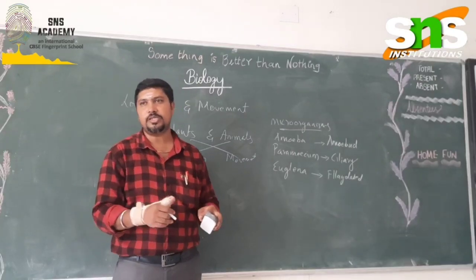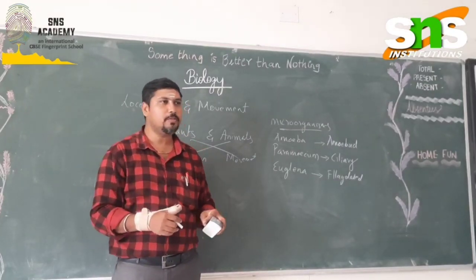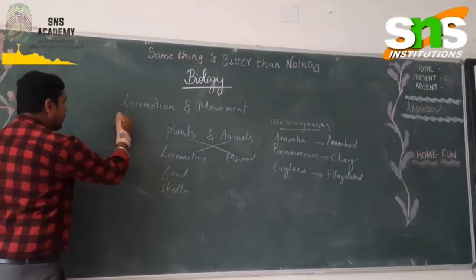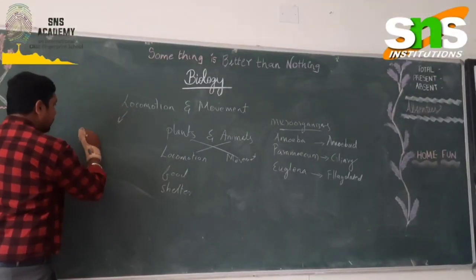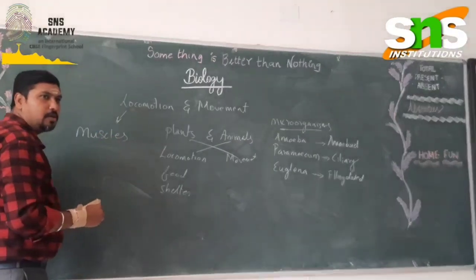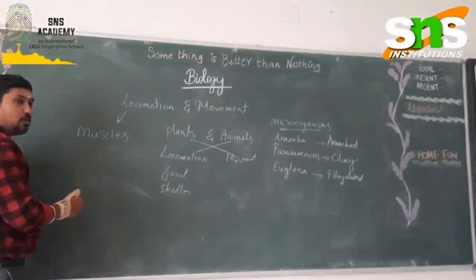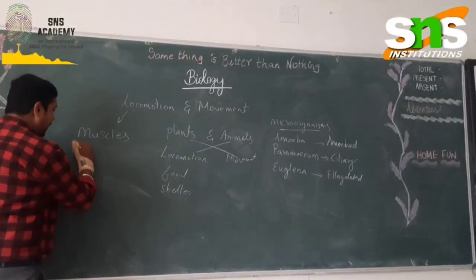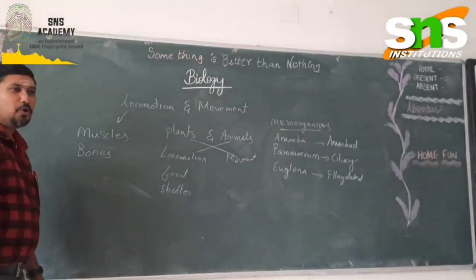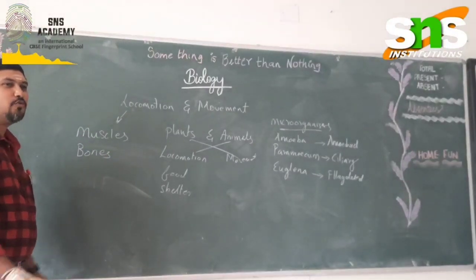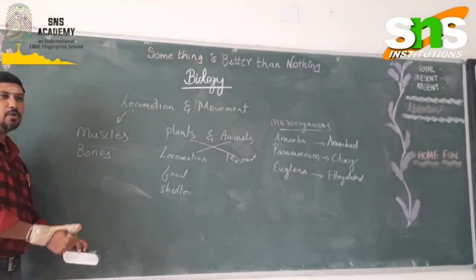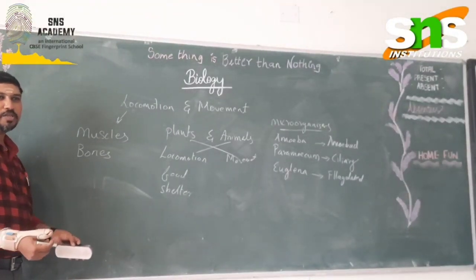Which organs play an important role in locomotion? Muscles. Only muscles? What are they called? Legs. Good. Bones and muscles work together to form locomotion, isn't it? So bones are important. Imagine your body without muscles, you have only bones.